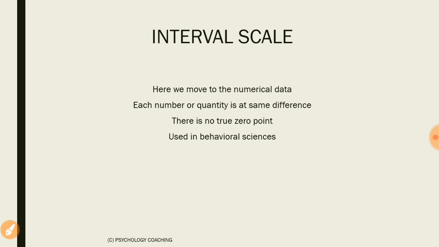The one problem with the interval scale is that it doesn't have a true zero point. That means variables measured under this scale do not have a true zero. That is the reason why it is used in behavioral sciences like psychology, where no attribute, such as intelligence or personality, can be zero.